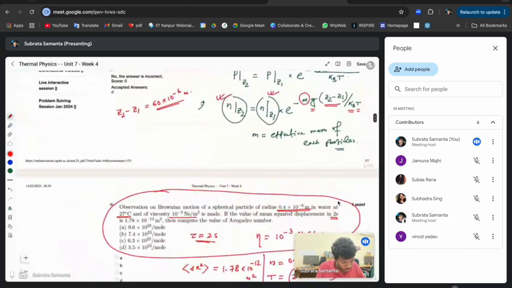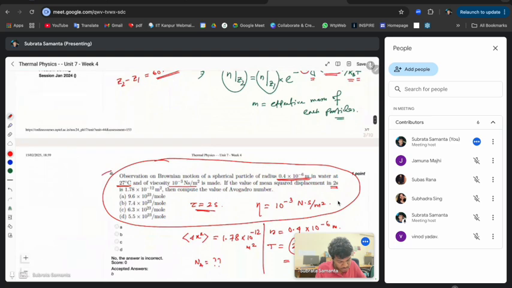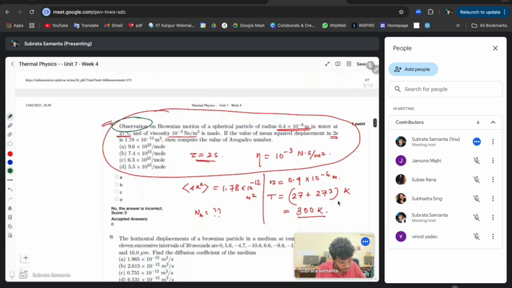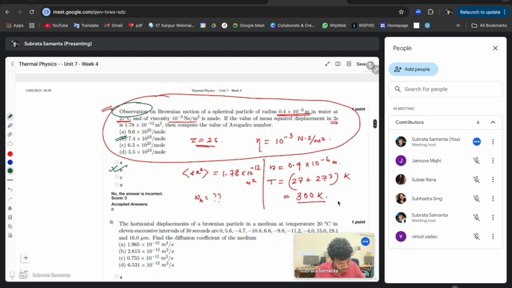So according to the problem, these observations. According to this observation, the Avogadro number we found is basically 7.4 times 10 to the power 23. This one. So the answer is B.